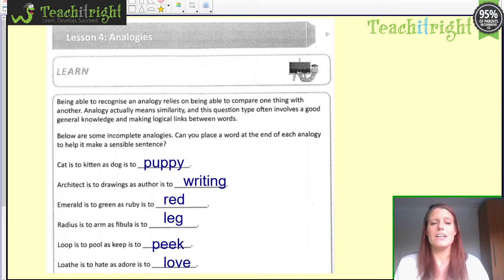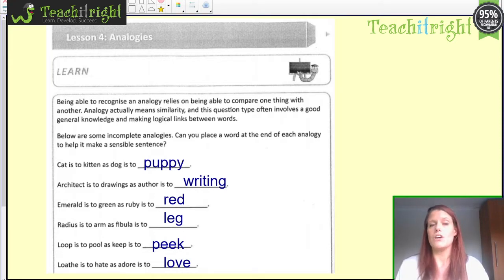So cat is to kitten as dog is to puppy. It's comparing the grown-up animals with the baby animals. Architect is to drawings as author is to writing. Now, you might not know what an architect is, but the clue is given to you. It is somebody who draws, and an architect draws plans for buildings.